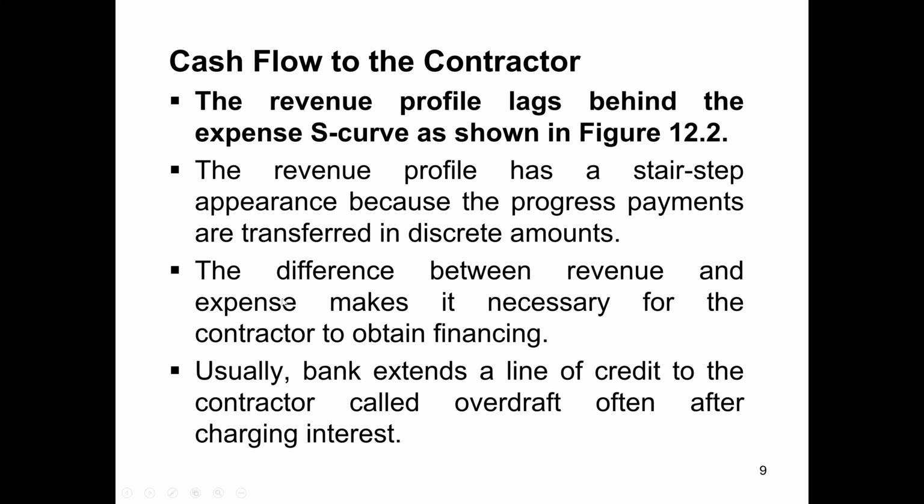So it will be a stepwise appearance. The difference between revenue and expense makes it necessary for the contractor to obtain financing. We'll see in the next figure that there is always a difference. The contractor is building the project by taking an overdraft from the bank or getting a loan. The contractor is going to finance the project, and the payment they get is based on their work done. Usually the bank extends a line of credit to the contractor, called an overdraft, often after charging interest. So the bank charges if they give this credit line for financing the project. Some banks would like to charge interest, while in Islamic banking, maybe they will not charge interest.